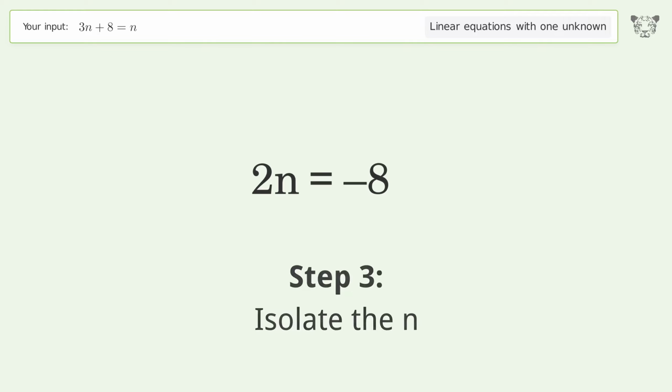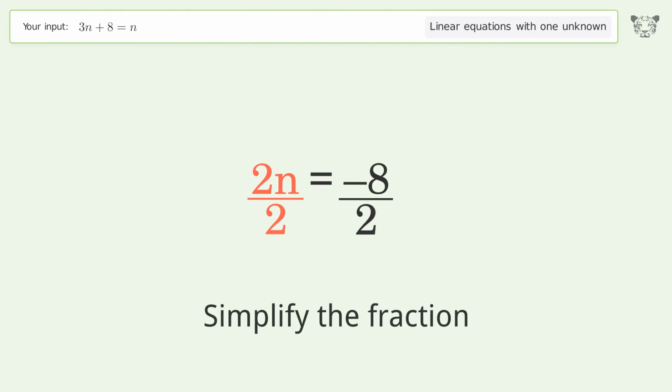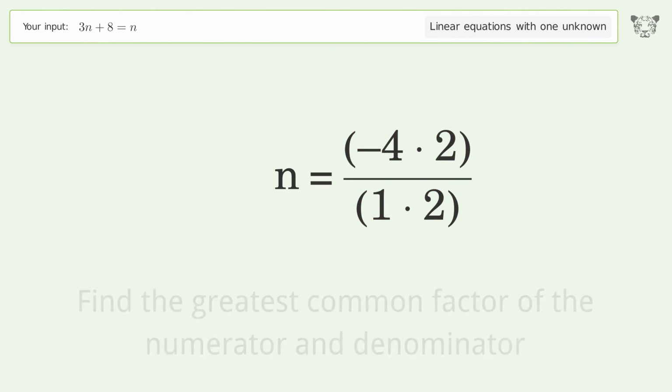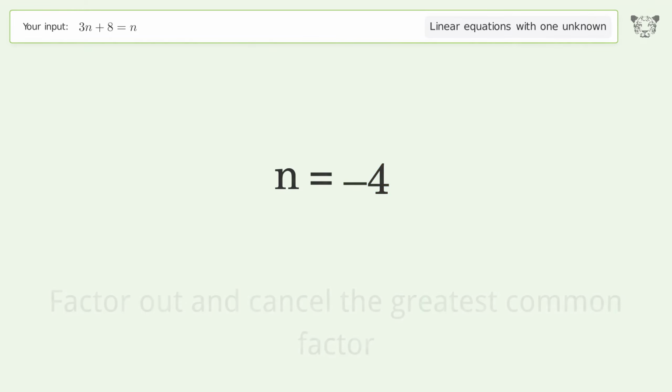Isolate the n. Divide both sides by 2. Simplify the fraction. Find the greatest common factor of the numerator and denominator. Factor out and cancel the greatest common factor. And so the final result is n equals -4.